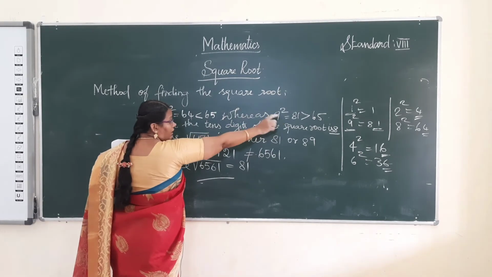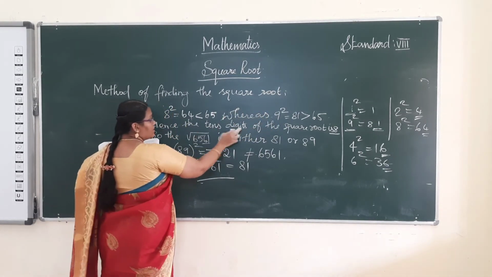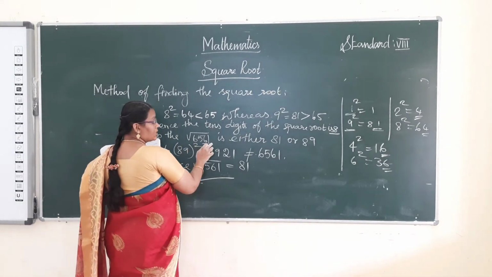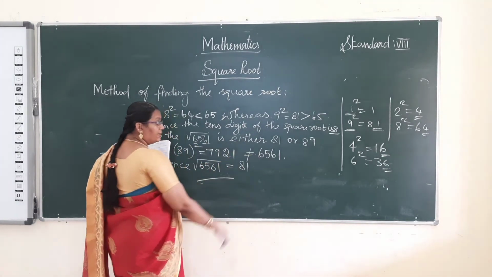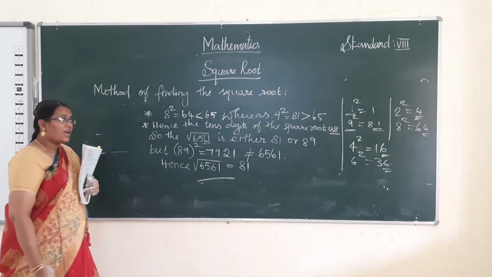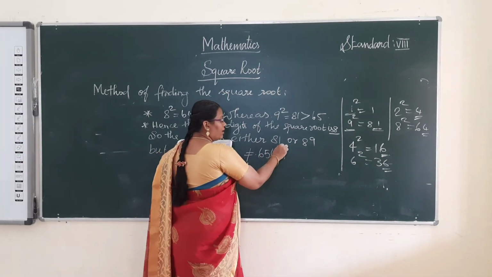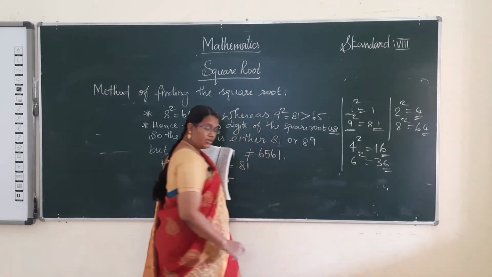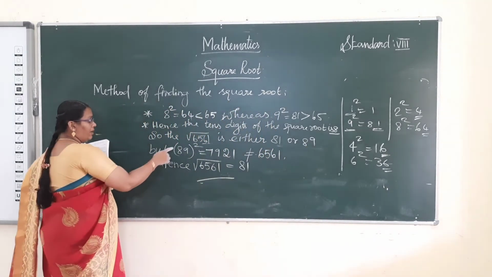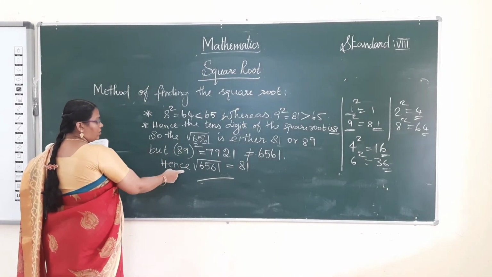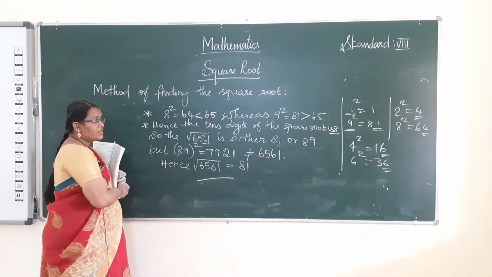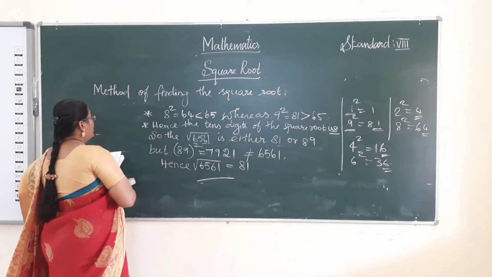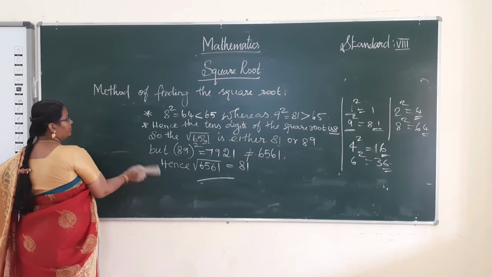The other one is not possible because it is too large. So the tens digit of the square root is 8, and the square root of 6561 is either 81 or 89, because 1 squared and 9 squared both end in 1. Applying it, 89 is not possible. So the answer is that the square root of 6561 is 81. Okay, see another example.